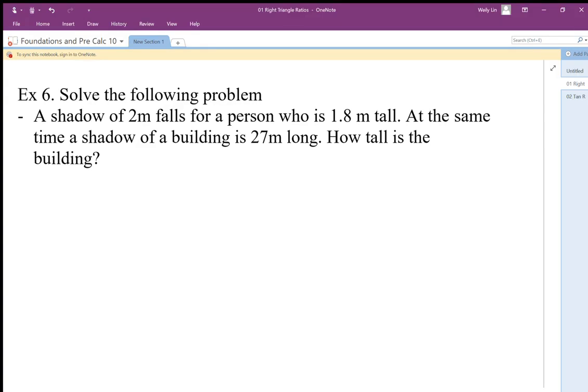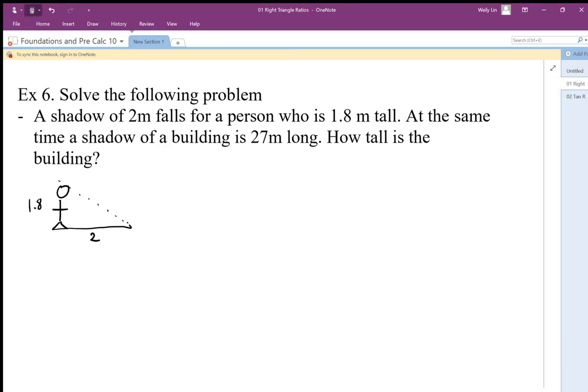So here we're going to solve a right triangle problem. We need to always sketch a diagram for word problems. Here we have a shadow of 2 meters that falls for a person who's 1.8 meters tall. I'm just going to draw my little person here. This person is 1.8 meters tall, and there is sunlight shining like that, and the length of the shadow is going to be 2 meters. So there's my triangle that's formed.